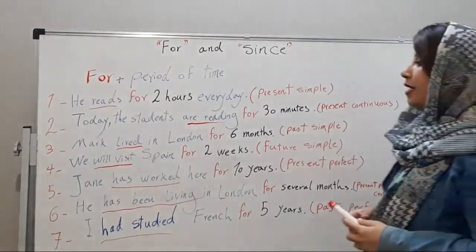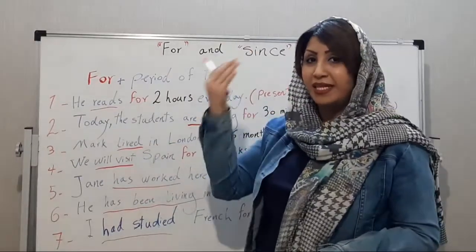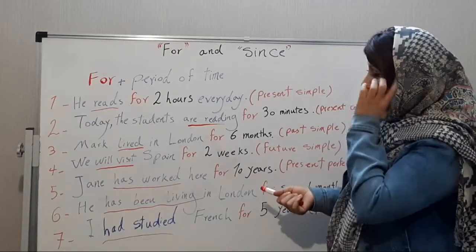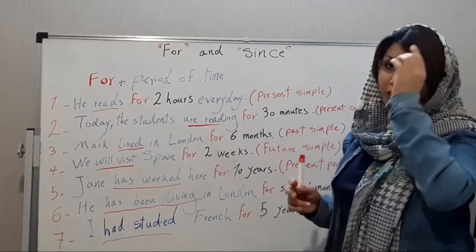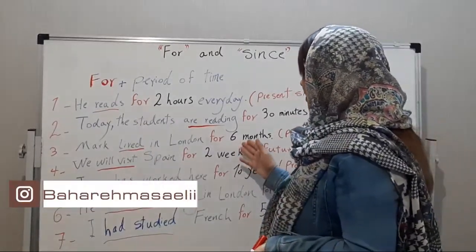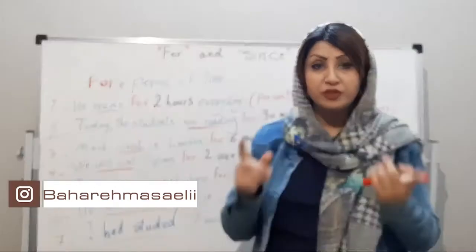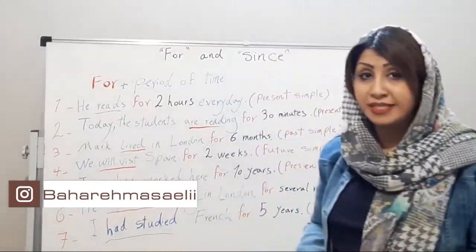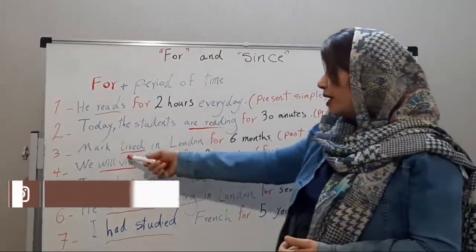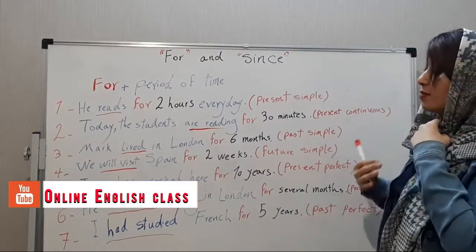And the next example is: Mark lived in London for 6 months. Okay, that is in the past. So we use 6 months here because we want to show the period of time, not the exact time. Here we have past simple: lived in London for 6 months.